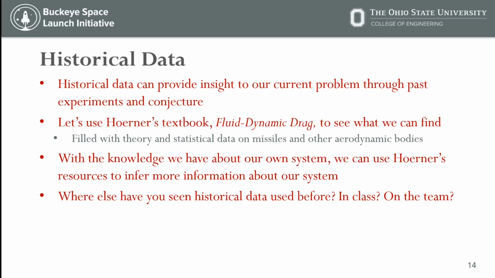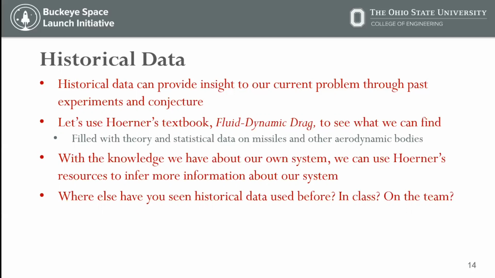So we're going to use Horner's textbook, Fluid-Dynamic Drag, to see what we can find. This textbook's from 1965, so it's a little dated, but it's pretty good because it's filled with theory and statistical data on missiles and other aerodynamic bodies, which is, I would say, pretty close to what we're looking at here. And then, using knowledge that we already have about our own system, how can we use Horner's resources to infer more information about our system?